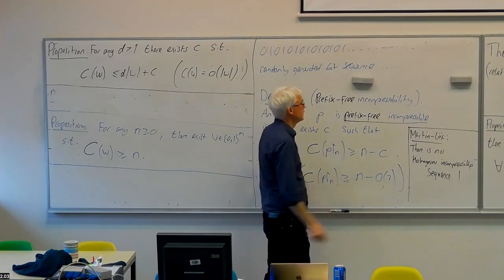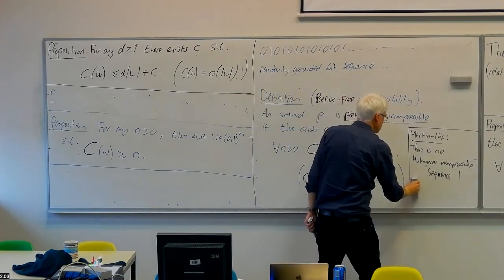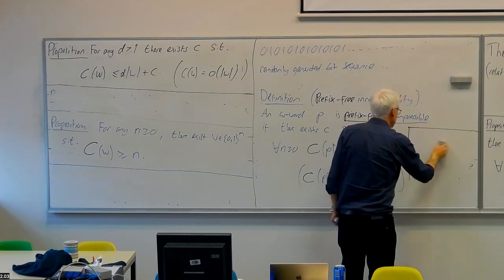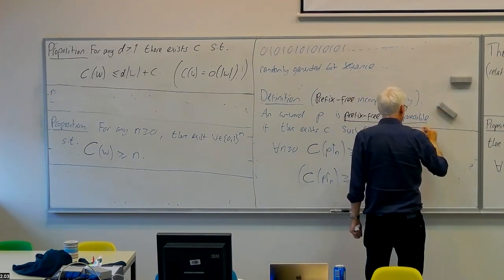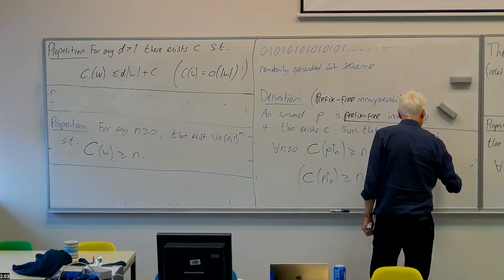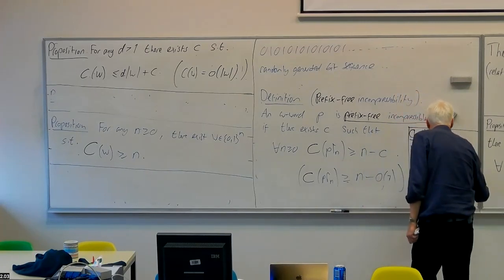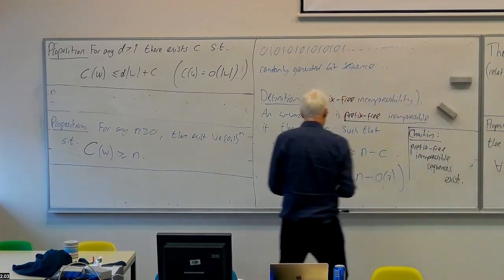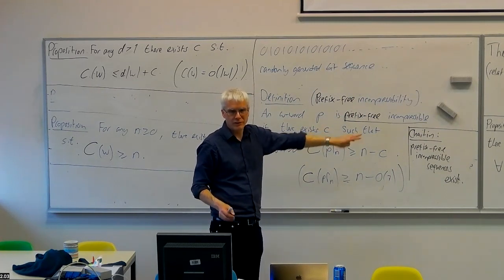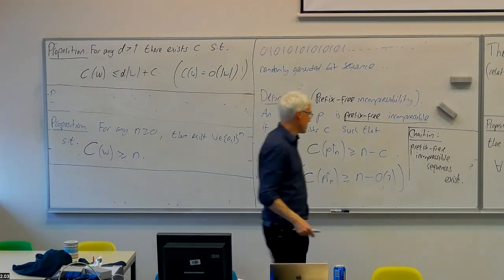And now, instead of Martin-Löf's result, we have Chaitin's result, which is that prefix-free incompressible sequences exist. So there exist sequences that are complex in this sense, that you cannot compress their prefixes. Now I want to give you an outline proof of this. So this is like the main content of this first hour.